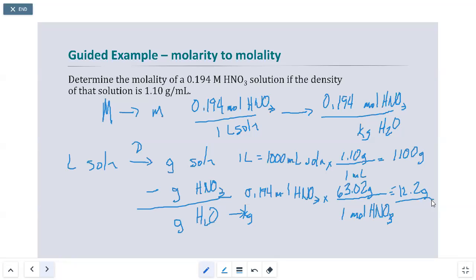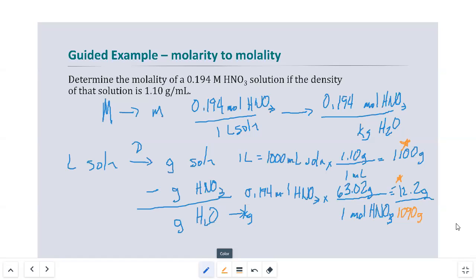I need to subtract these values from each other. 1,100 minus 12.2. From a sig fig standpoint, this can get a little complicated. We have to remember that this number is known to 3 significant figures, so this 0 is actually significant, which means the tens place is significant. So 1,090 would be the properly rounded value here, not 1087.8 or 1088.